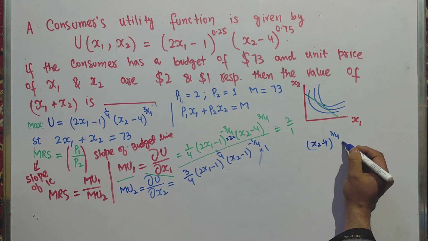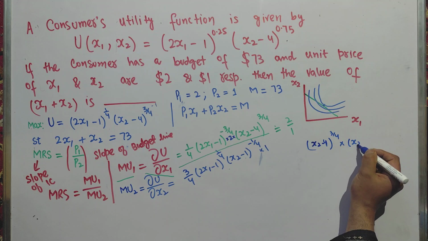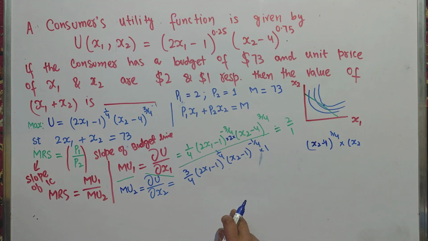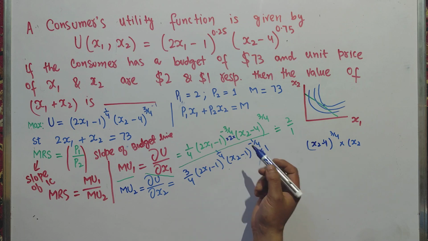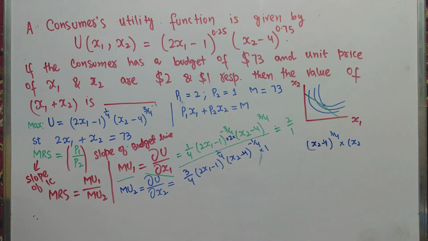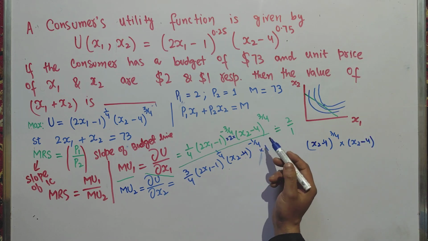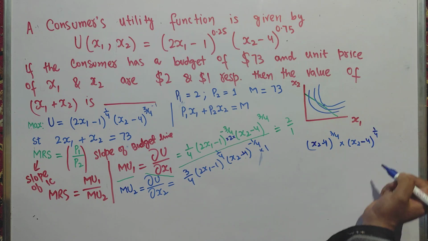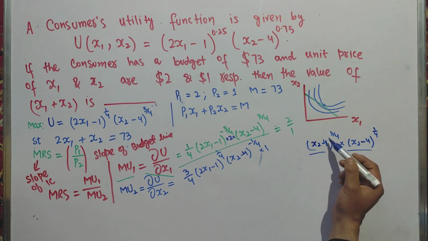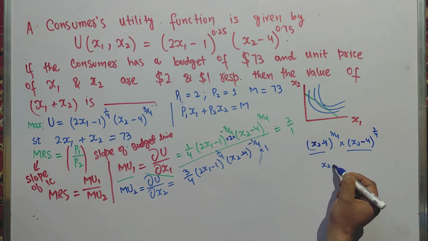Transposing this term, it will become x2. Okay, where is x2 minus 4? Okay, we have here x2 minus 4. Here also it is x2 minus 4. Okay, x2 minus 4. When I transpose this term to numerator, the exponent sign will change, so it will become 1 upon 4. Since bases are same, we can add up the exponent, so it will become (x2 minus 4) raised power 1. Okay, so what is happening here?